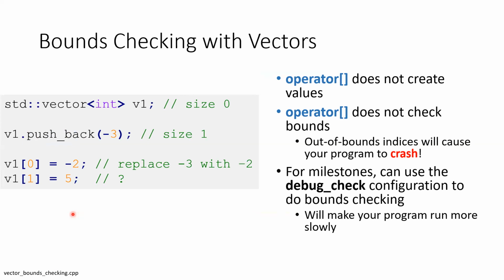But there are also problems with vectors, which is bounds checking. The operator square brackets does not create values and does not check bounds. So if you are using out of bound indices and you are reading them, the program will run, but it will give you garbage values. If you are assigning values to the out of bound indices, your program will crash with a segfault.